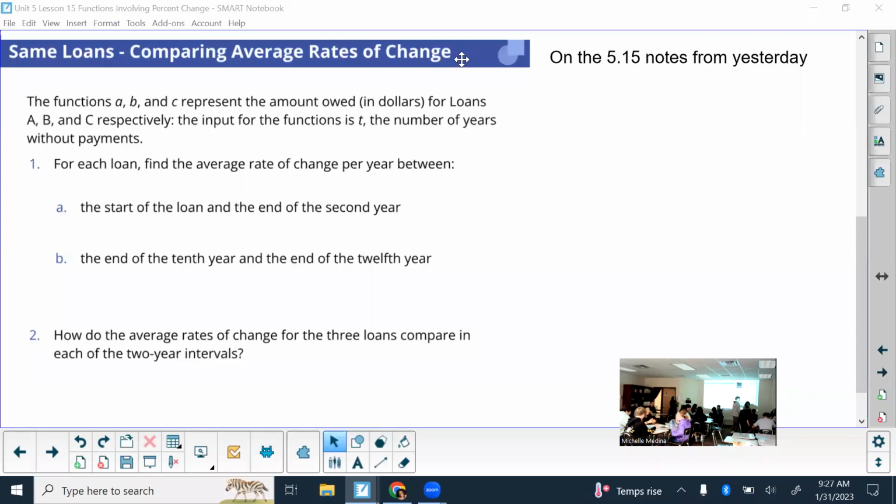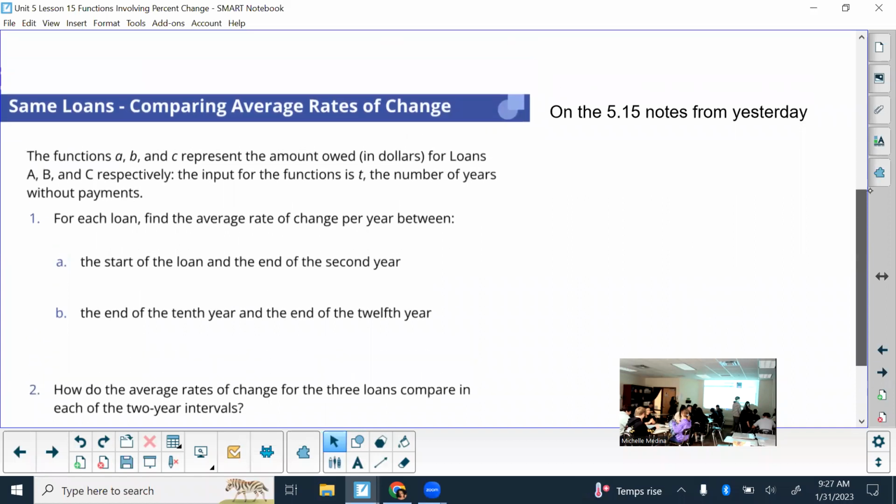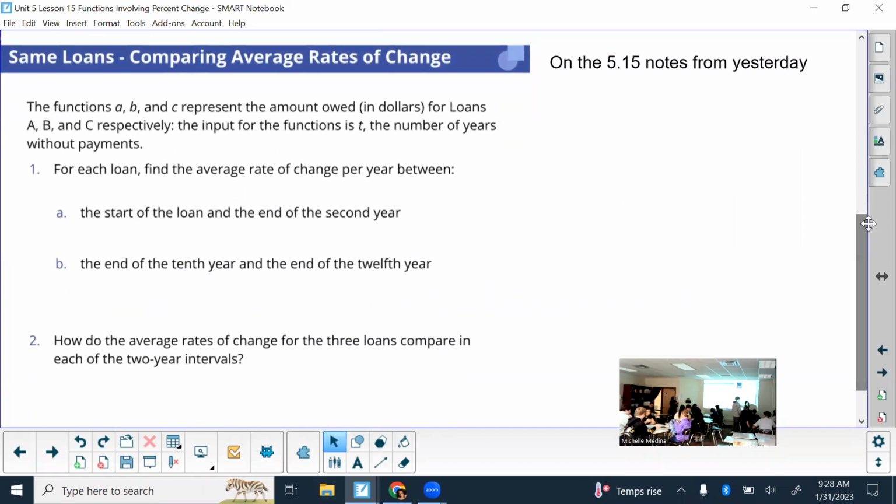Another sheet from yesterday, 515, but not the one you picked up today, the one you received yesterday. Brilliant.